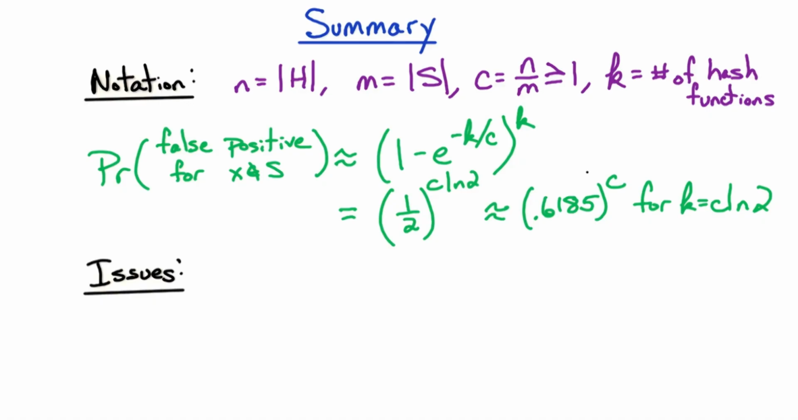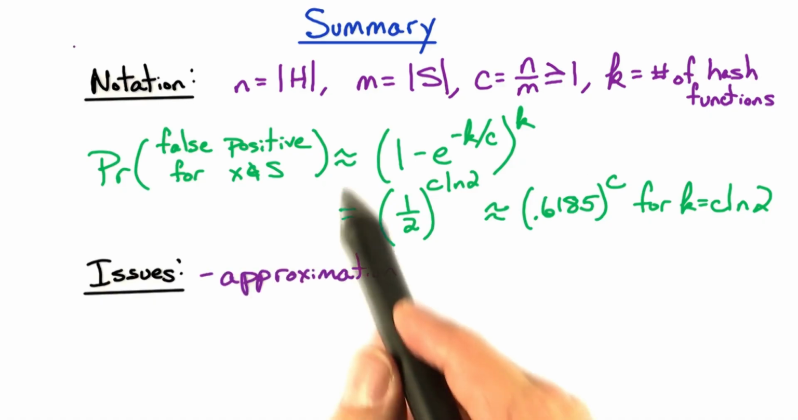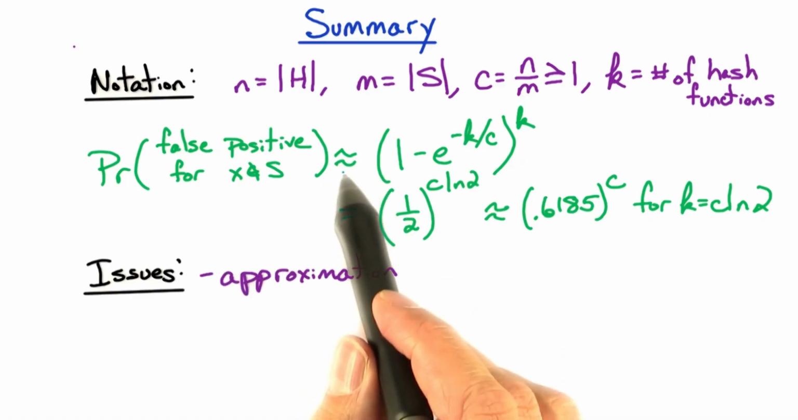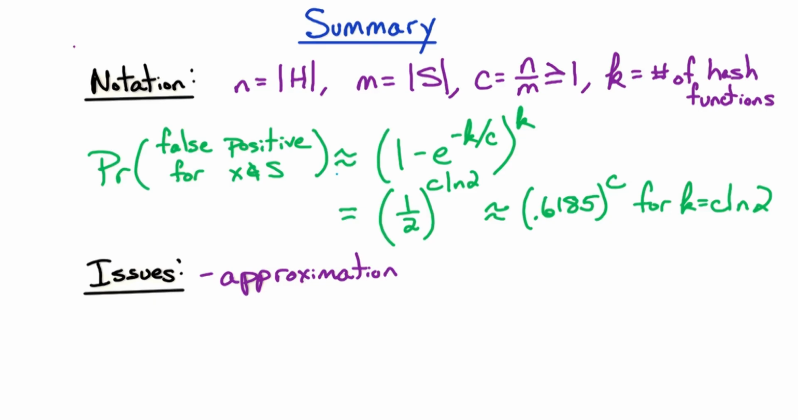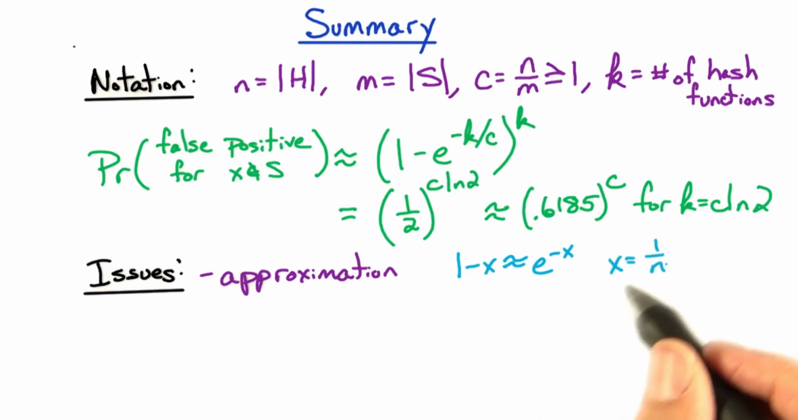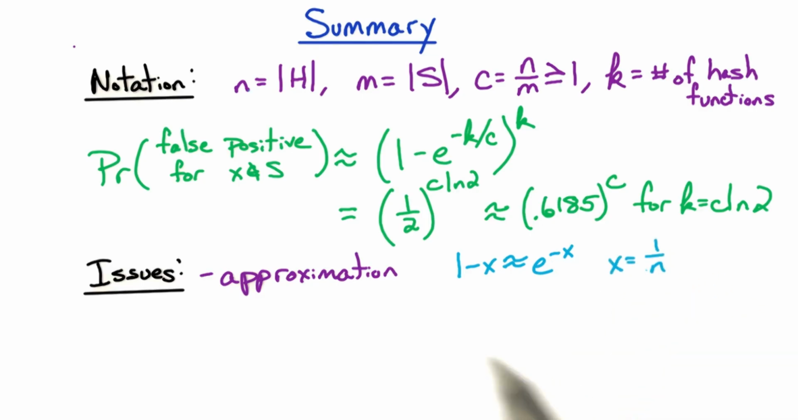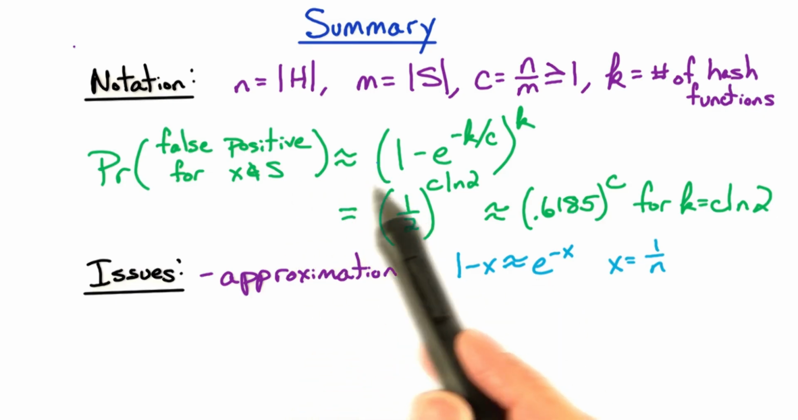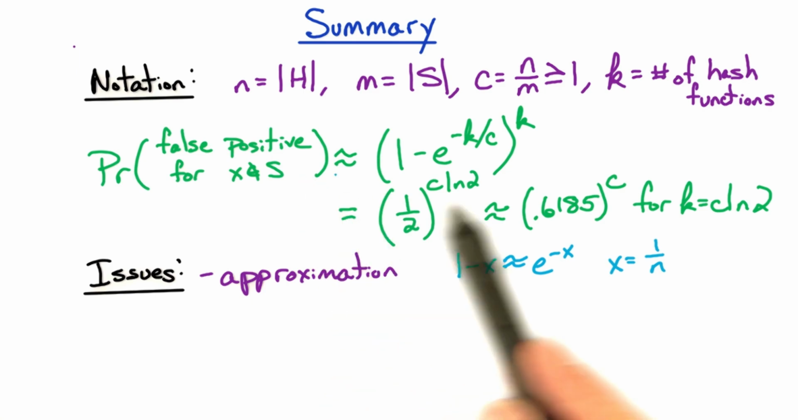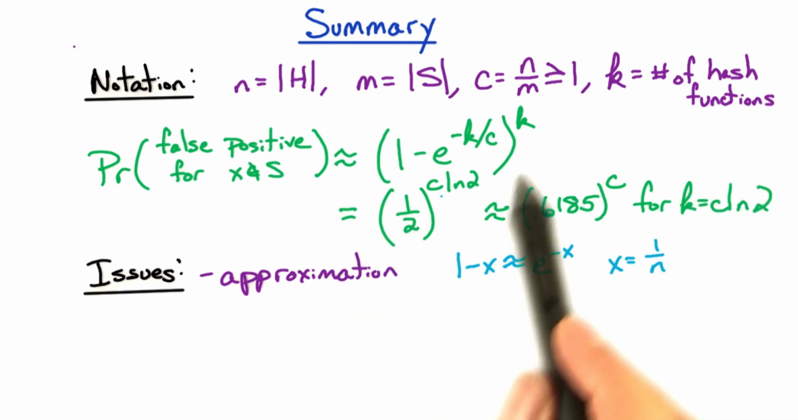Now there are a few issues I'd like to point out. First off, this is not a rigorous bound. This is simply an approximation. What was the approximation we used? Well, we replaced 1 minus x by e to the minus x. Now for us, x was 1 over little n. Well, if we look at this for big n, then x is tiny. And when x is small, this is a good approximation. So this was a reasonable approximation. So we do expect the false positive rate for these hash functions to behave like this.